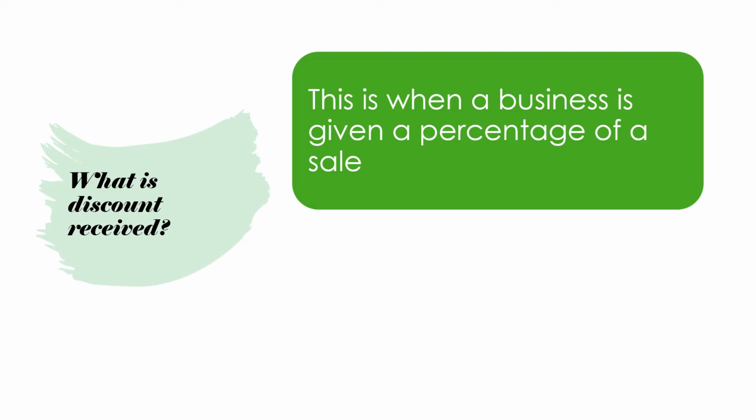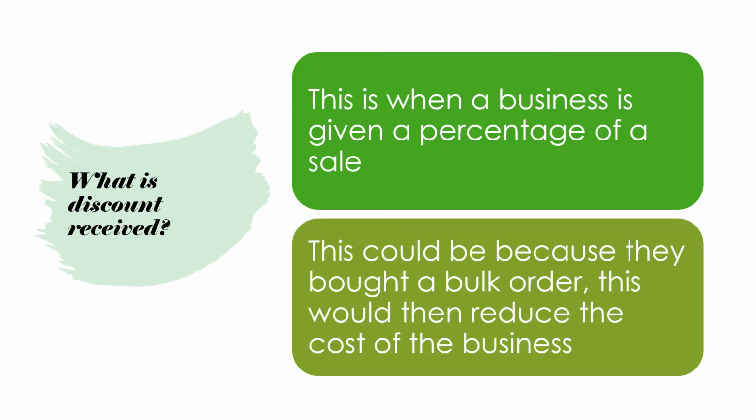What is discount received? Discount received is when a business is given a percentage off a sale. So for example, if they buy a bulk order, then they would reduce the cost. They will then get a discount, which will then reduce the cost of the business. That's known as discount received.